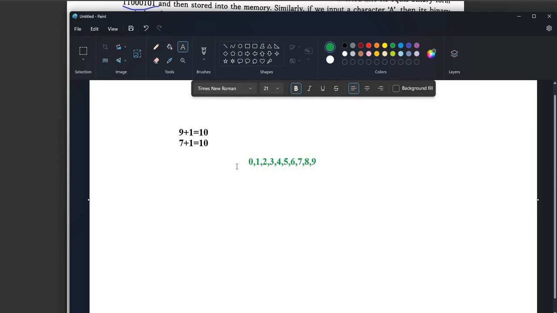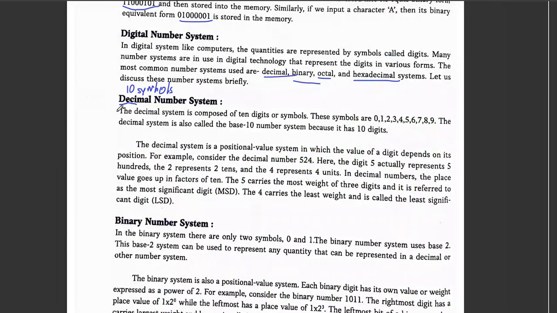Can we or can't we? With the help of these 10 symbols, we can represent or write any number, can't we? That is why this number system is called decimal number system. Deci means 10, a number system with 10 symbols. Okay? The decimal system is also called as base 10 number system.